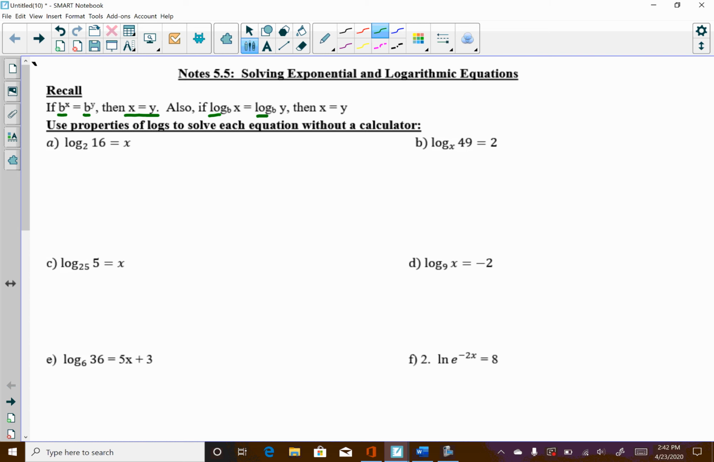A new technique you'll see in this one, and on the next page, is that when you have the log on both sides with the same base, it has to be the same base, then it's legal to drop the logarithms and set the arguments equal to one another. So those will be a couple of new techniques, and then there will be still yet a couple of others.